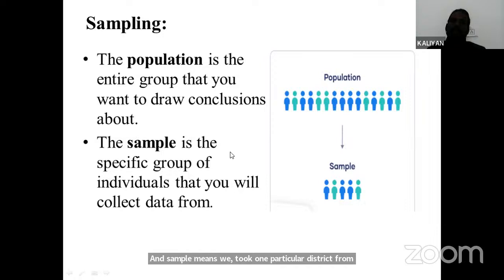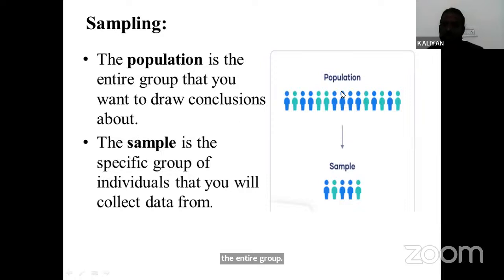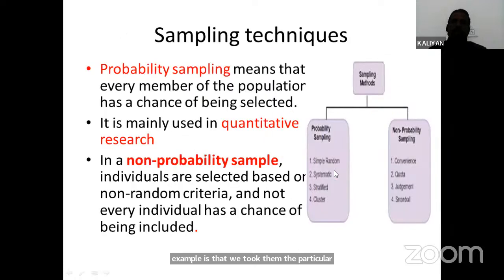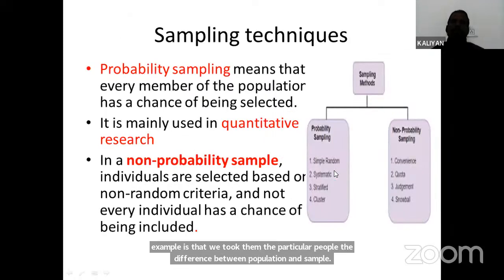So population is the entire group. Sample means a specific group from the population. See this diagram: the population is all the people, and the sample is the particular people we took. This is called the difference between population and sample. And next one is the sampling technique.